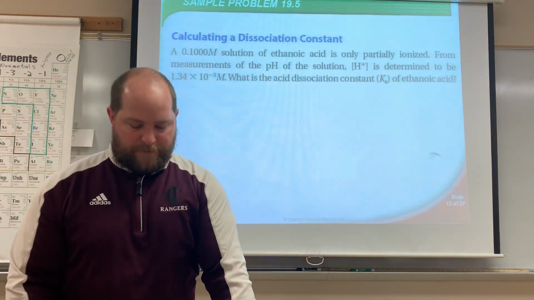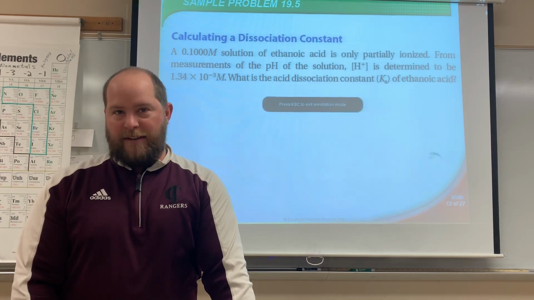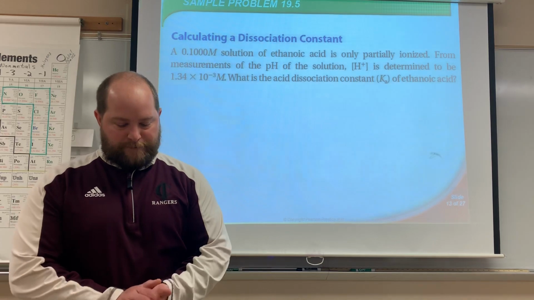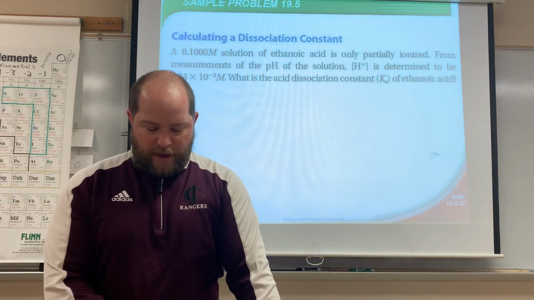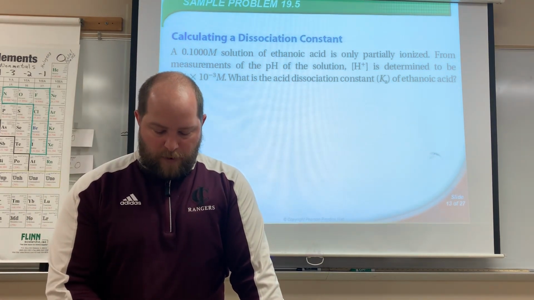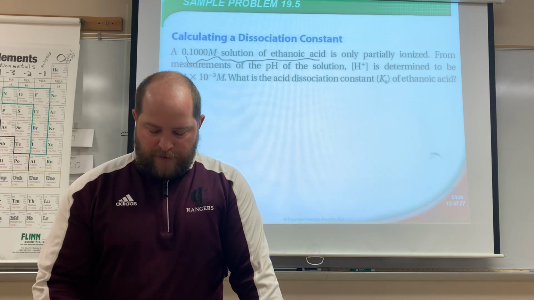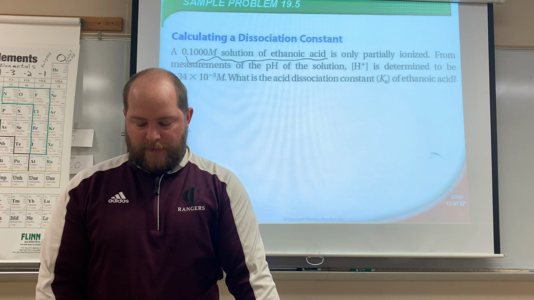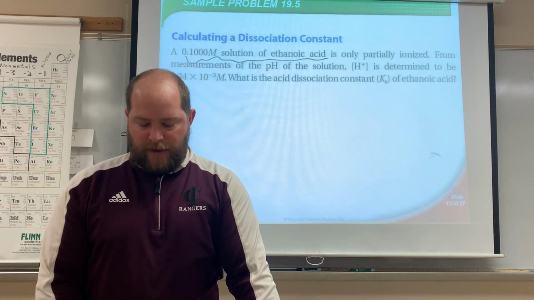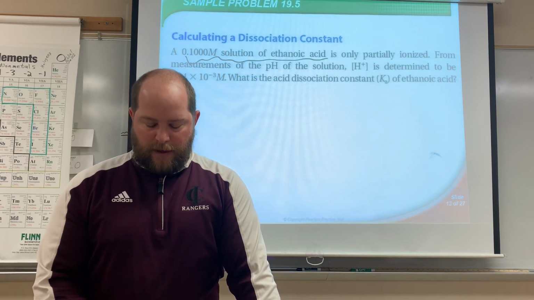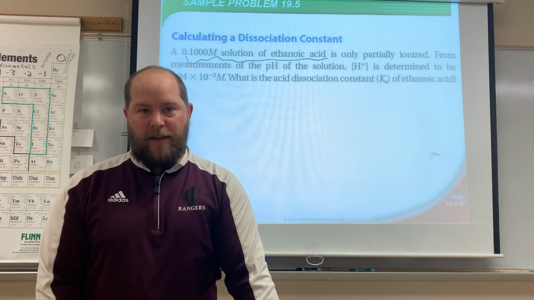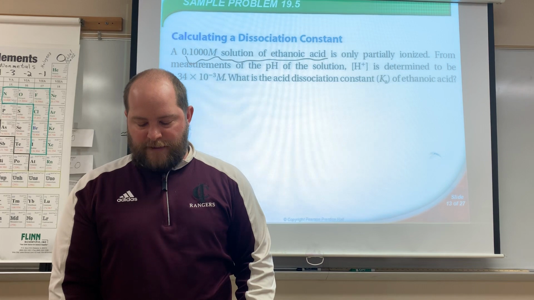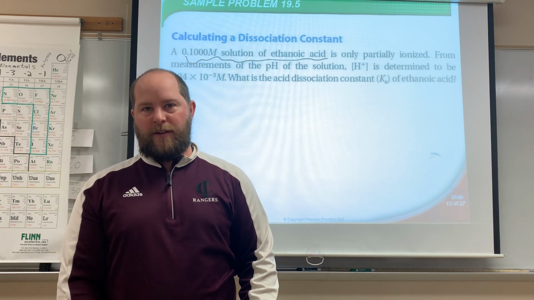Alright, so we're going to calculate a dissociation constant based on this problem. It says a 0.1 molar solution of ethanoic acid is only partially ionized. From measurements of the pH of the solution, H plus is determined to be 1.34 times 10 to the negative 3. What is the acid dissociation constant of ethanoic acid?